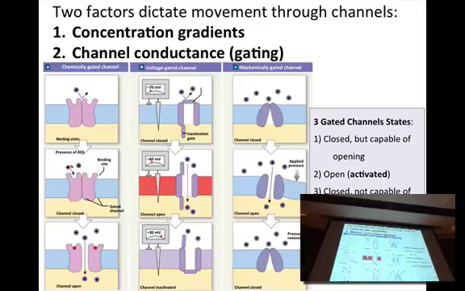Then there are mechanically gated channels, and we'll see those. Those tend to be used in various sensory receptor neurons. So in your ear or in the touch, deep touch, when you get the tactile sensations, you are deforming the plasma membrane of the sensory neurons and opening those channels because of that.